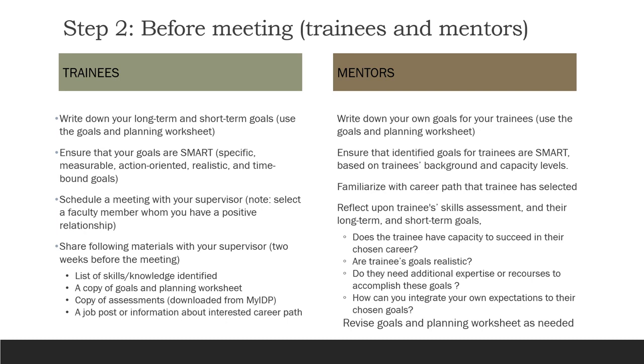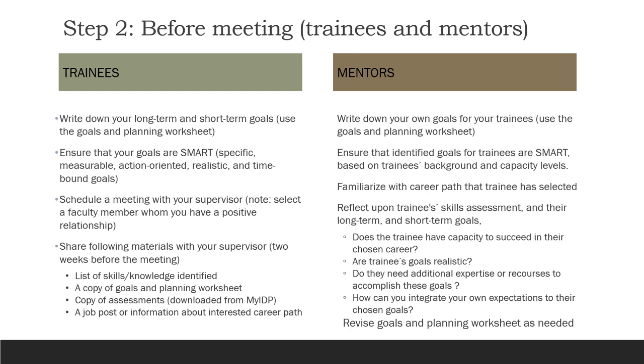The third step is to ask your supervisor and get a meeting time to discuss your IDP plan. In this process, there's a key element that you need to remember. When you're talking about IDP, always find a faculty member with whom you have a positive relationship. It doesn't need to be your committee chair. It can be anybody you can trust and have honest communication with.